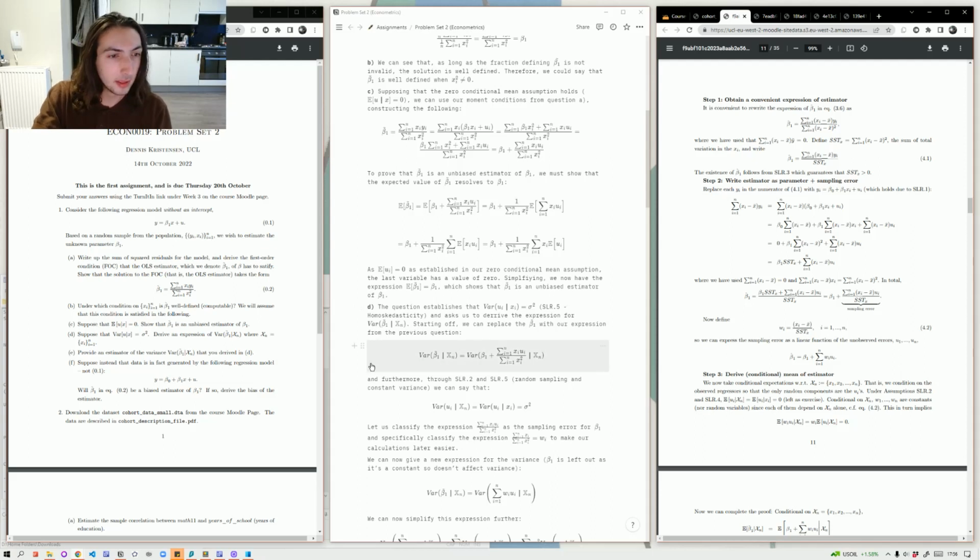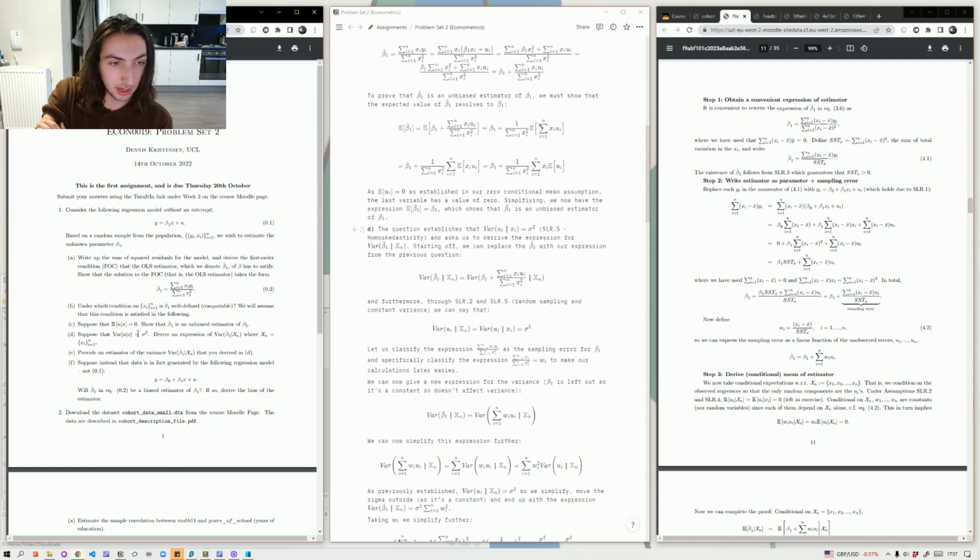It's a beast, really. So for D, and this is where it sort of gets a bit sketchy for me, suppose that the variance of u given x is sigma squared. Derive an expression for the variance, where the fancy X_n is basically every x value. It's the set of x values. So for the set of x values, give the variance of this estimator, essentially. So we're using that, and what we get, at least what I got: we've established at the start that the variance is constant. So this is the homoscedasticity assumption, or SLR 5.